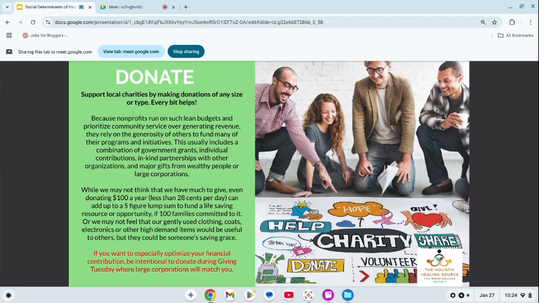Or we may not feel that our gently used clothing, coats, electronics, or other high demand items would be useful to others, but they could also be someone's saving grace. So, if you want to especially optimize your financial contribution, be intentional to donate during Giving Tuesday, where large corporations will match you. So, whatever it is that you want to donate, gently used coats, electronics, other high demand items, etc., those could all be saving graces.